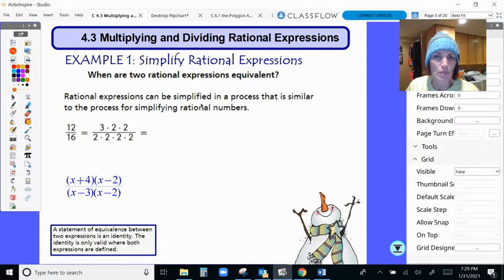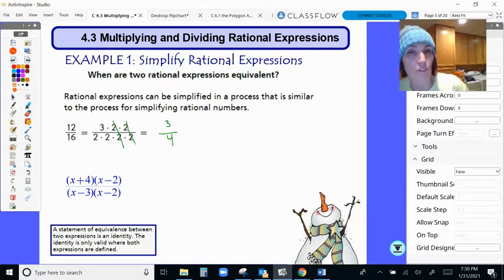Rational expressions can be simplified in a process that is similar to the process of simplifying rational numbers. So just like we're using numbers, we take 12/16. 12 has factors of 3 times 2 times 2, and 16 is the same thing as 2 times 2 times 2 times 2. So you write them out in factored form. Then we can cancel out the 2's, and we're left with 3 on top over 2 times 2, which is 4. So 12/16 is equivalent to 3/4, and we also say that that's simplified.